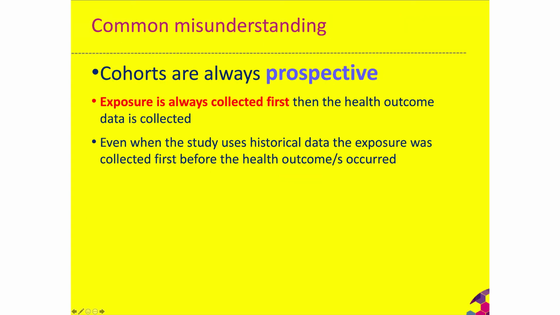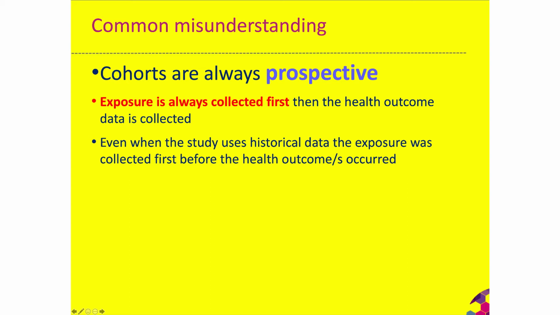A common misunderstanding is people get confused and think that prospective studies happen where exposure information is collected first and people are followed up, and health outcome information is then collected afterwards. And that's totally correct, but they misunderstand that retrospective studies also do the same thing. The difference is simply that the retrospective cohort study already has data that they can use, but that historical data collected exposure information first and then collected health outcome information afterwards. It's just that we have all the information already.